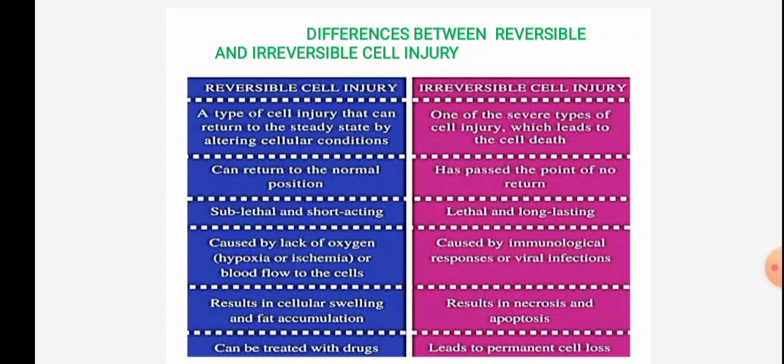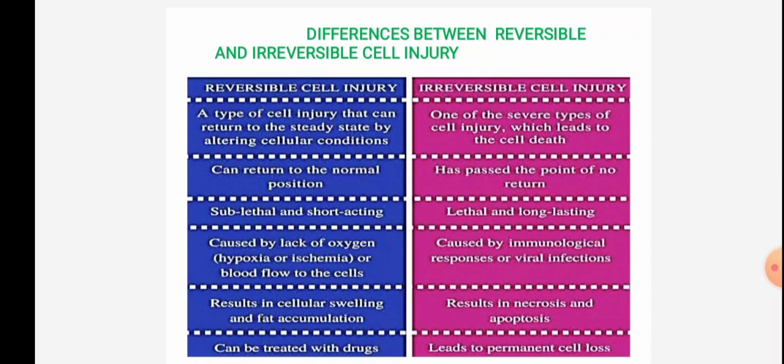Reversible cell injury is a type of cell injury that can return to the steady state, which means normal homeostasis, by altering cellular conditions. The cell structure changes, but it can come back to its normal state. But irreversible cell injury is a severe type of cell injury which leads to cell death. The cell can return to its normal position in reversible cell injury, but in irreversible cell injury it cannot be returned to its original position. It has passed the point of no return.